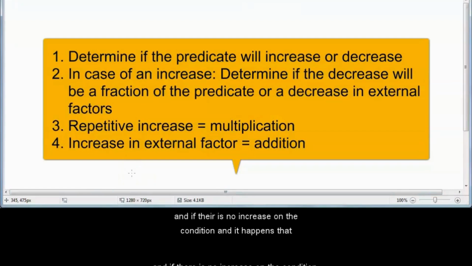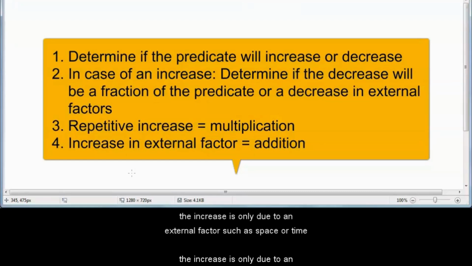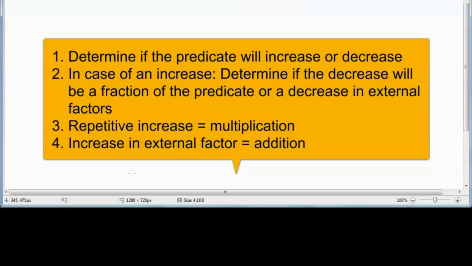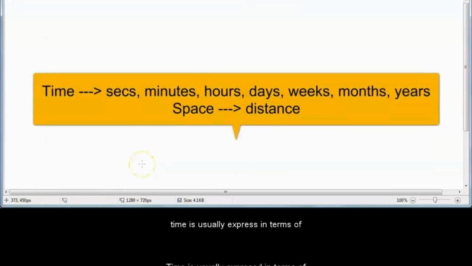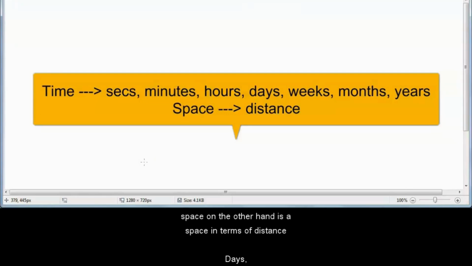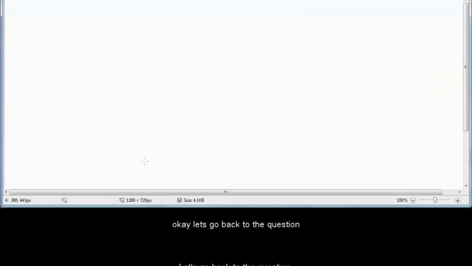But if there is no increase on the condition, and it happens that the increase is only due to an external factor such as space or time, the operation is addition. Time is usually expressed in terms of seconds, minutes, hours, days, months, and so on. Space, on the other hand, is expressed in terms of distance. Okay, let's go back to the question.